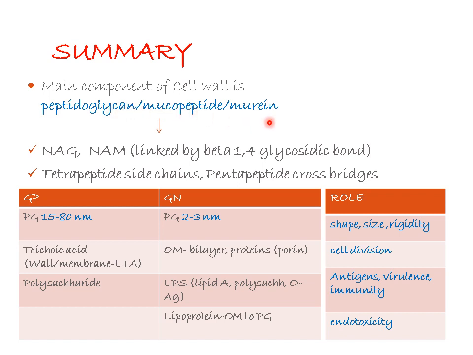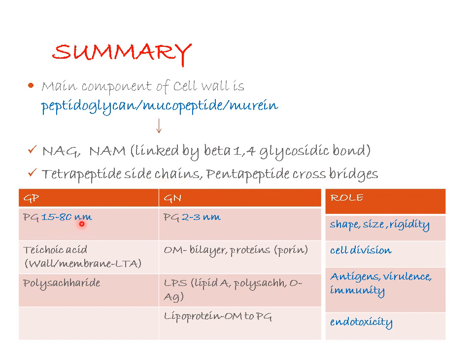Now the main component of the cell wall is peptidoglycan, which is also known as mucopeptide or murein. This peptidoglycan has a backbone of N-acetylglucosamine and N-acetylmuramic acid with repeating units. These two units are linked by beta-1,4 glycosidic bonds, and then there is a tetrapeptide side chain attached to N-acetylmuramic acid and pentapeptide cross bridges which provide rigidity to the cell wall.